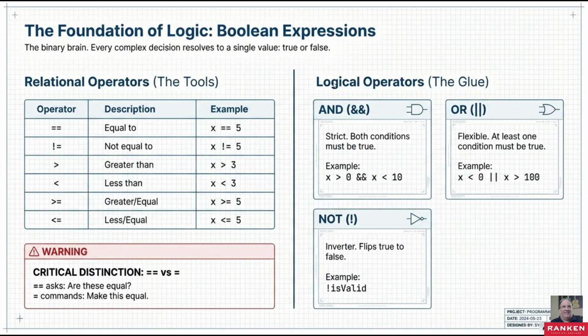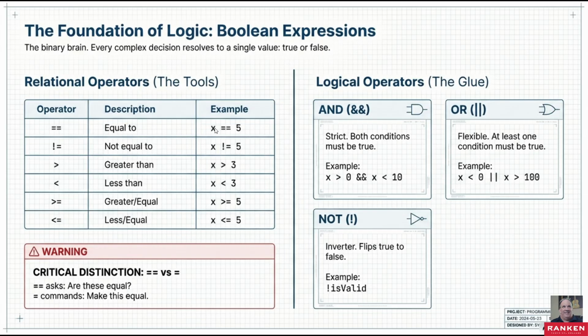So the foundation of logic, Boolean expressions. The binary brain, right? Every complex decision revolves to a single value, true or false. So all these relational operators, okay? The double equal sign, right? Is x equal to 5? All of these are going to return either true or false.